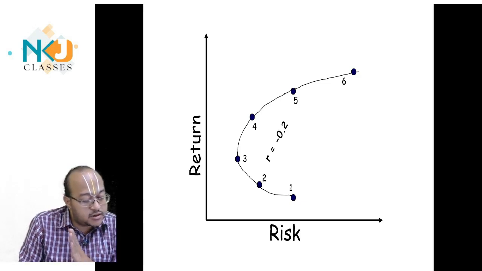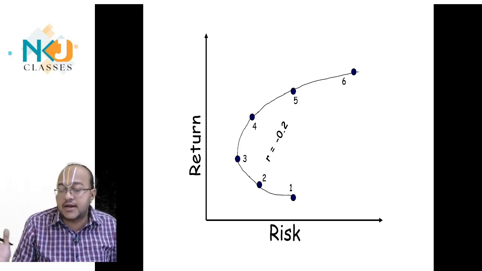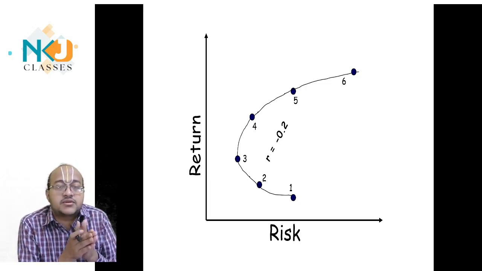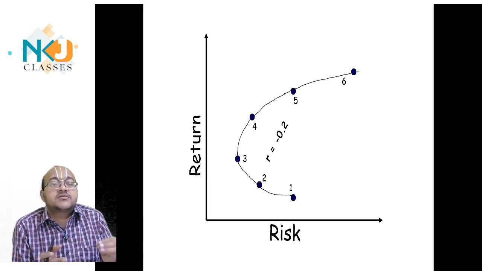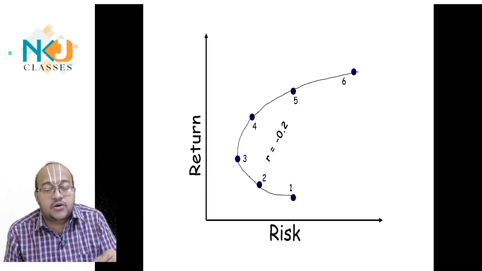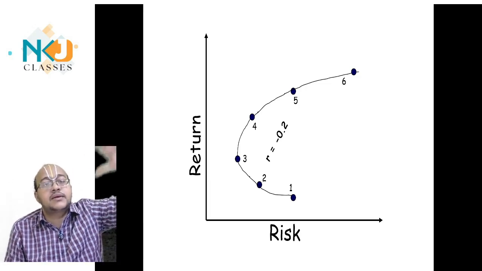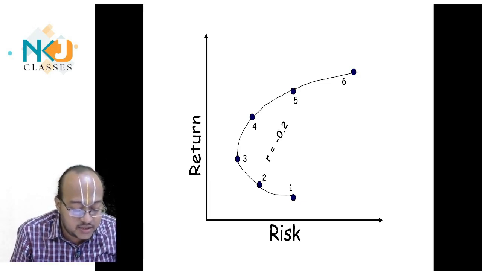But initially it came leftwards from the right, which means to some extent, reduction of the risk happened. Thereafter, diversification will not help. After some point, diversification will never help, and your risk will start to increase again. Are you all understanding? Okay.